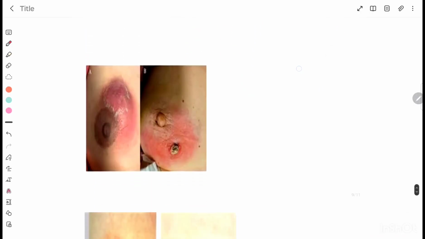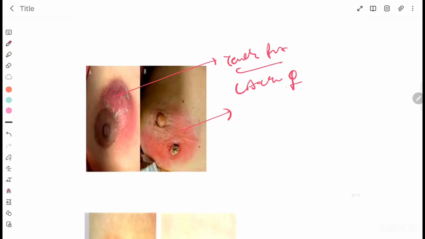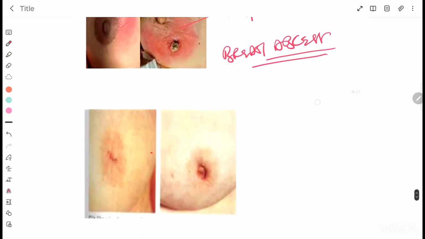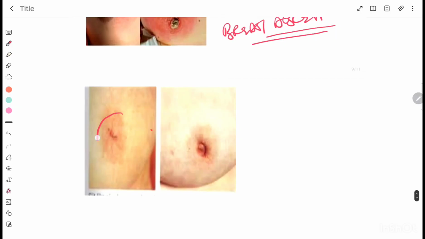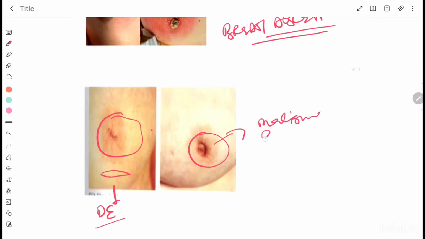After this, you can see there is erythema of the breast here, a tender, painful swelling in a lactating female with fever. This is known as breast abscess. After this, there is a differential like this: slit-like, so this is duct ectasia, and here the circumferential retraction. This is for the malignant breast lump.